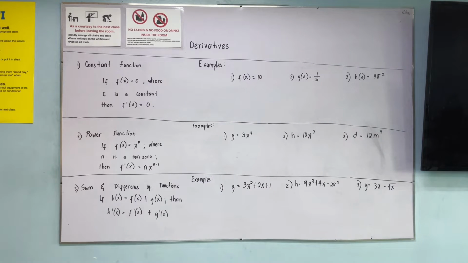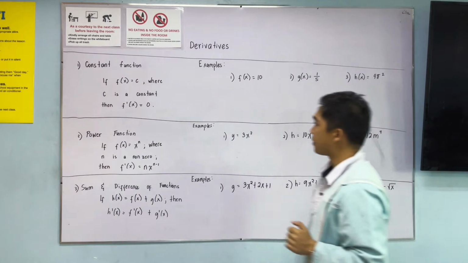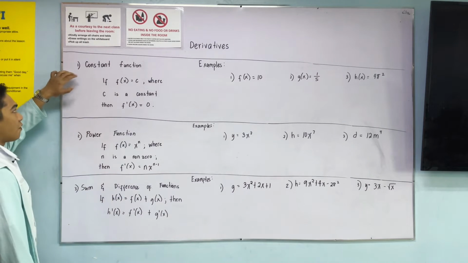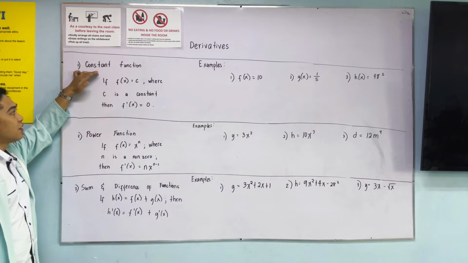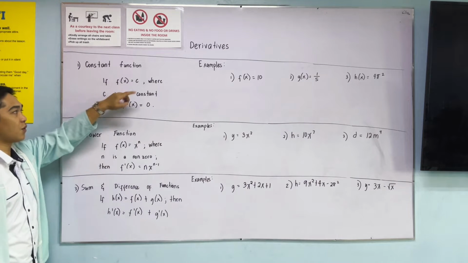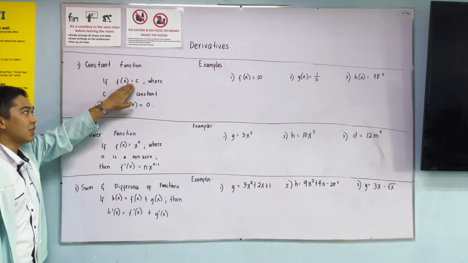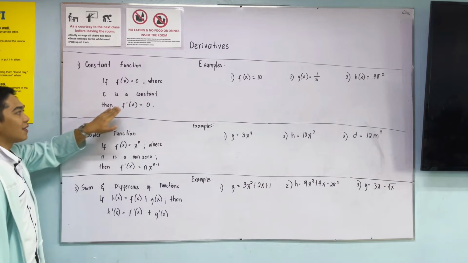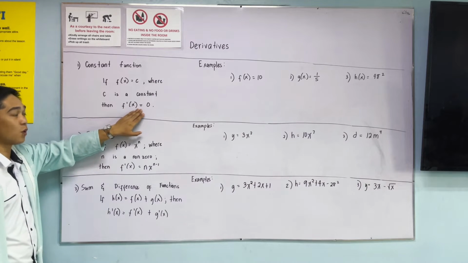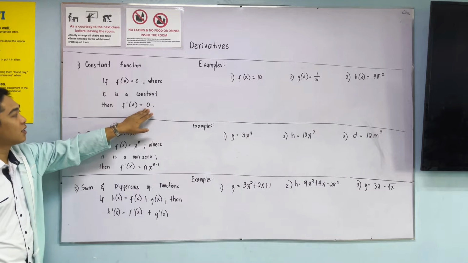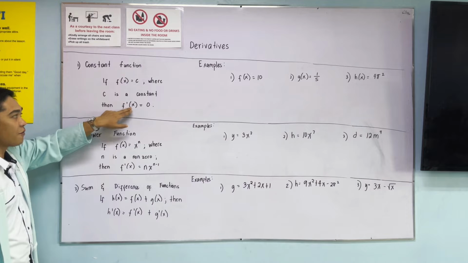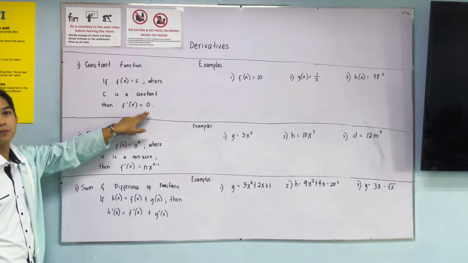Okay, today let us discuss the different rules in derivatives. Let's start with the derivatives of a constant function. So, if f of x is equal to c, or if we have a function that is equal to a constant, then the derivative of the function is equal to 0. Or this can be read as f prime of x is equal to 0.